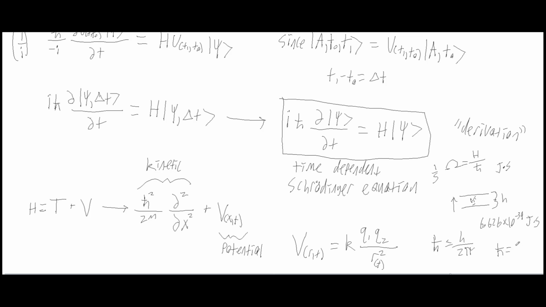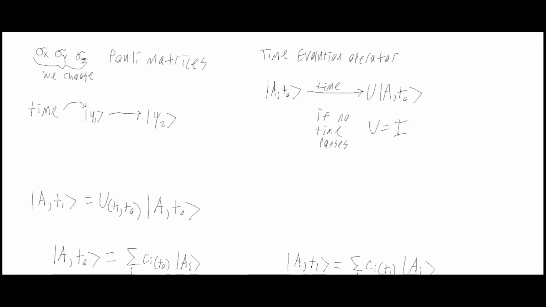You could even think of h bar as being in units of joule seconds per radian, because this 2 pi is a unit of radians. So radians are usually said to be unitless, but if you want to think about it this way, it's joule seconds per radian.